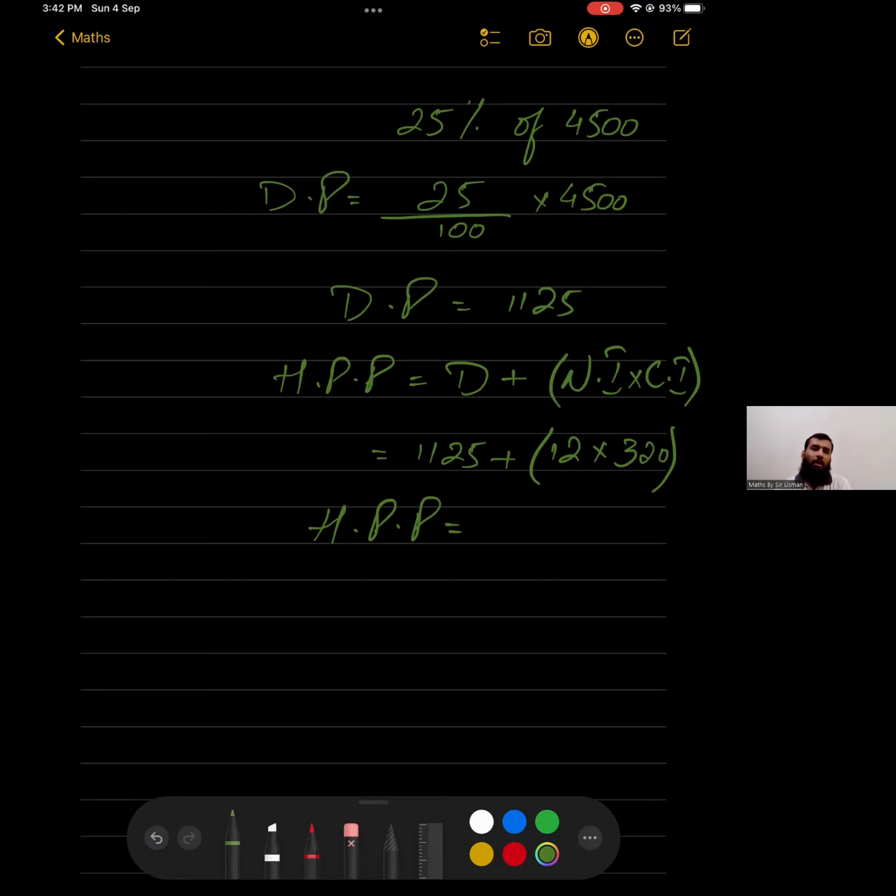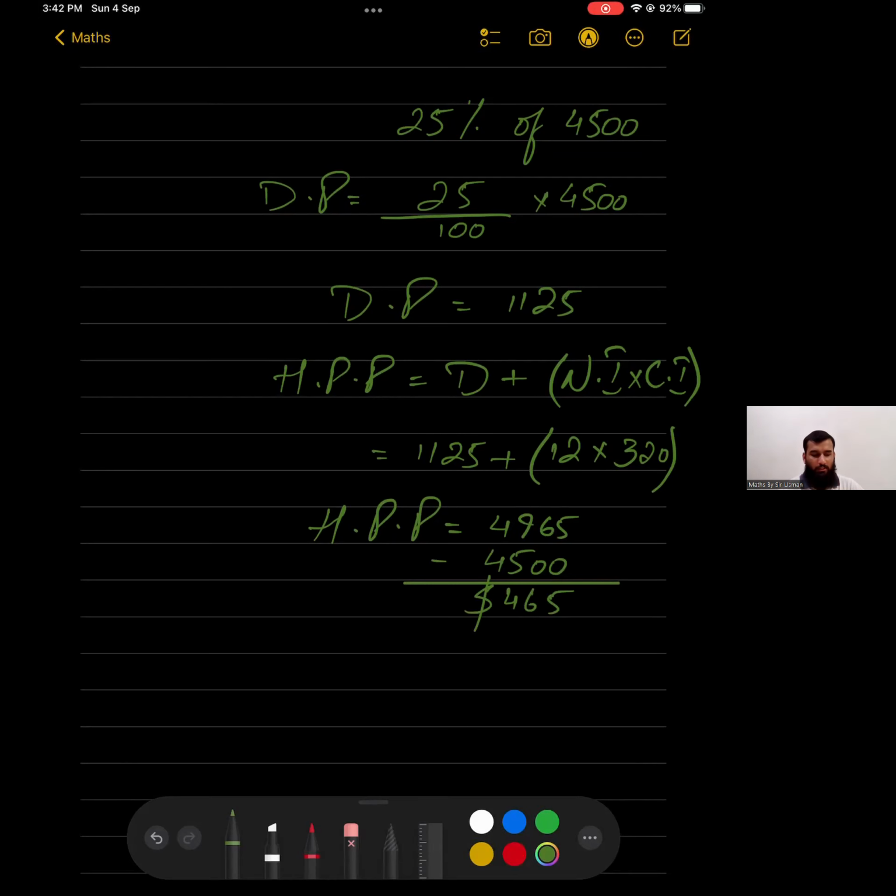Can anyone of you tell me the hire purchase price over here? 4965. Okay. So the total cost was 4,500. We are paying 4,965 in total. So how much extra amount are we paying? Is it 465? Yes. Okay. So we are done with question number 21 part C. Moving back to question number 17.